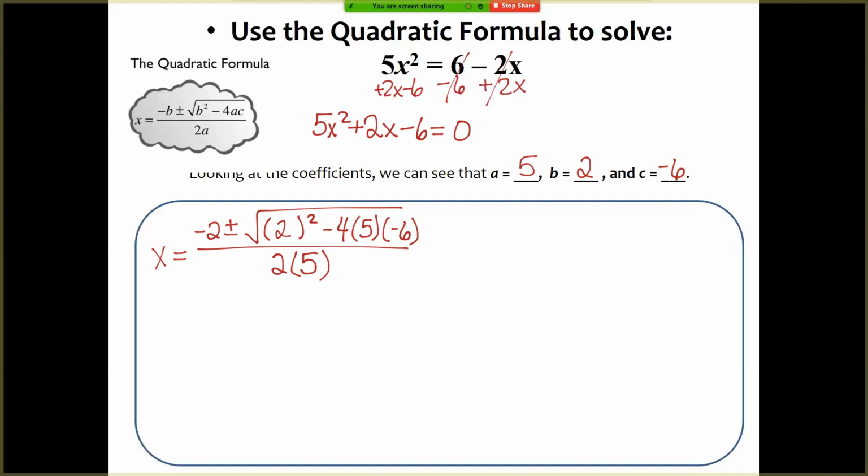So again, now I want to take what's underneath my radical and type that into my calculator. Everything else we're going to leave the same. So when I type it in my calculator, I end up with 124. And then for my denominator, 2 times 5 is 10.